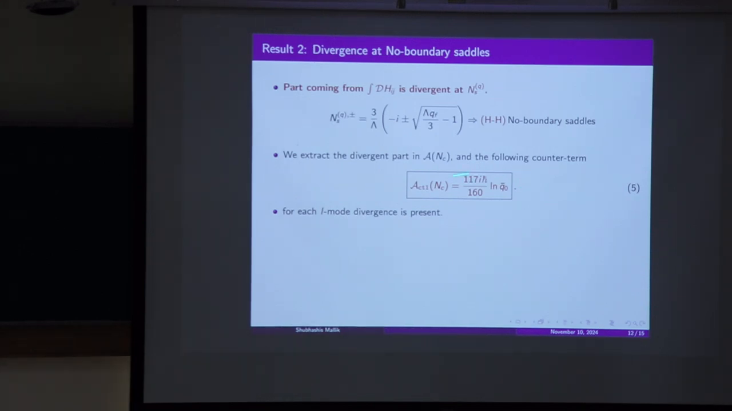Here I have used summing over all L modes by the zeta function technique. This divergence is a logarithmic divergence in Q0, because Q0 is 0 at the saddle points. So this is a logarithmic divergence, and it is present for all L modes.